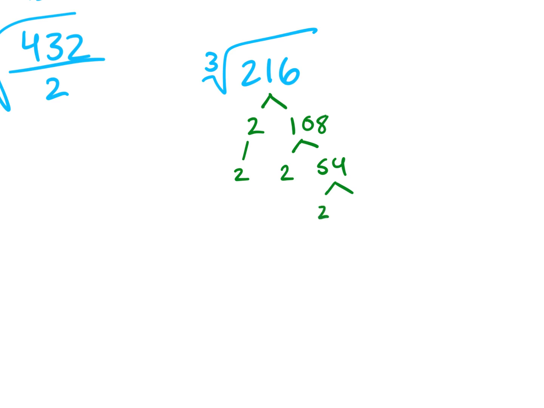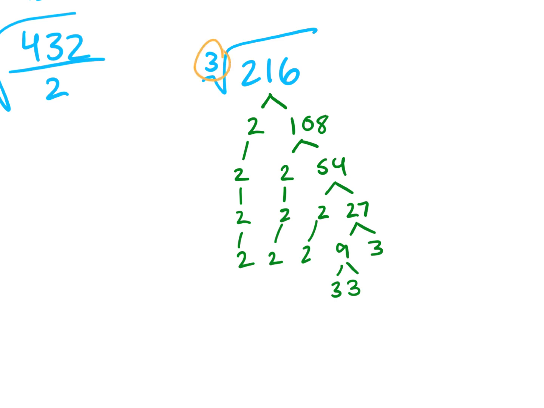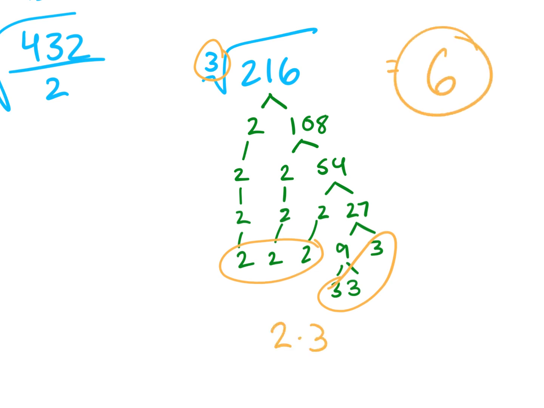2 and 27. Or you could say 9 and 6. That would work too. So 2, 2, 2. 2 factors of 27: 9 and 3. And 2 factors of 9: 3 and 3. How many of a kind are we circling? 3 of a kind. So we've got 3 2s and 3 3s. So what's going to come to the outside? 2 times 3, which would be 6.